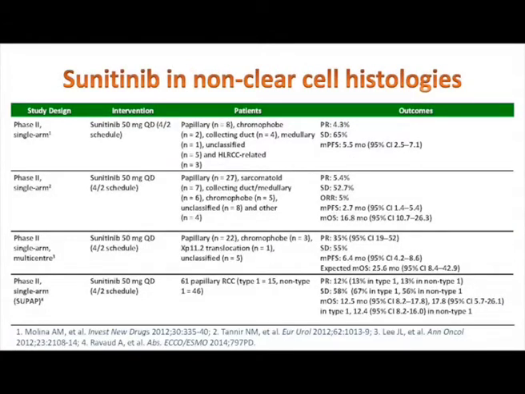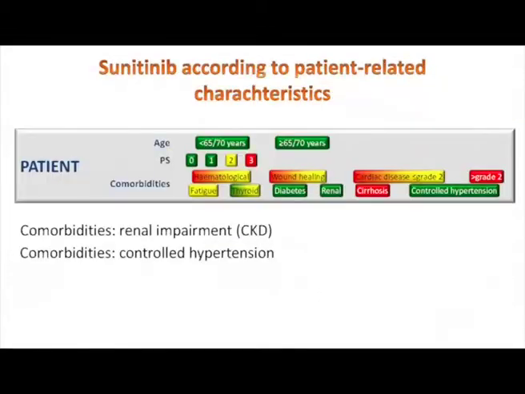Non-clear cell histologies. A very complicated and variegated clinical situation, but we have at least four phase two studies. We are talking indeed about a relatively rare patient population, showing that sunitinib may be active in almost every non-clear cell histotype. Of course, again, the results achieved are inferior in absolute values as compared to the results achievable in clear cell histologies, but nevertheless, a clear-cut evidence that sunitinib is active also in these specific tumor histotypes.